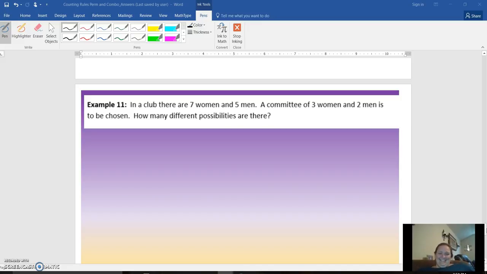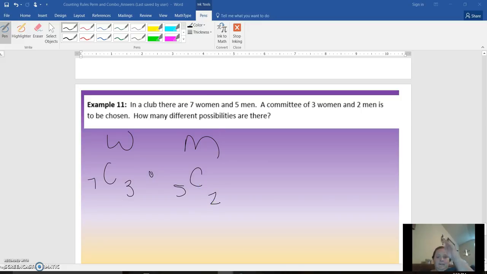Okay, so in a club, there's 7 women and 5 men. And there's a committee of 3 women and 2 men that is chosen. Okay, we have women, men. And so for the women, there is 7 combination 3. And then for the men, there are 5 combination 2. Right, 7 and 3, and then 5 and 2. So that's how I got those. How many different possibilities are there?